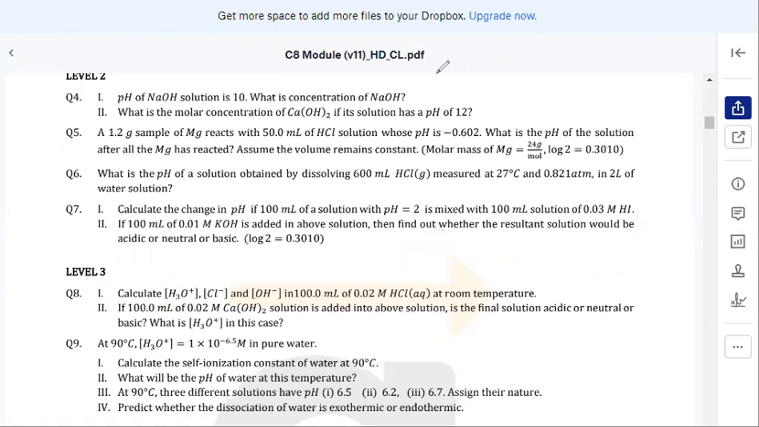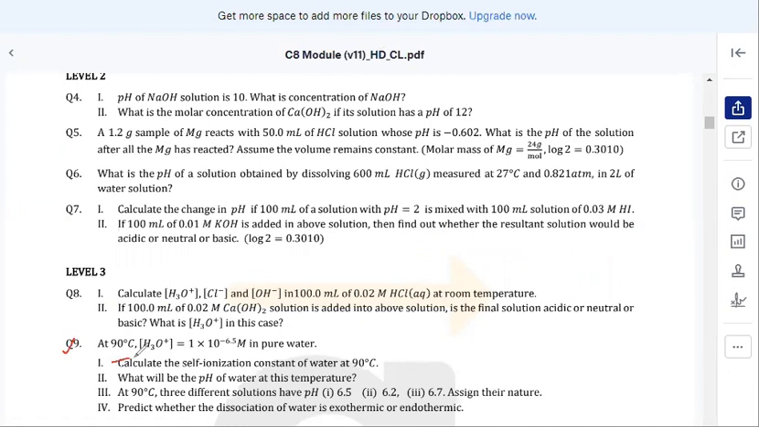Second one, 8-second. 8-second is same as 7th one. Don't you think that 8-second is same as 7th one? So I hope all of you can solve. If you have understood question number 7, you can solve question number 8. Now let's see 9th one.